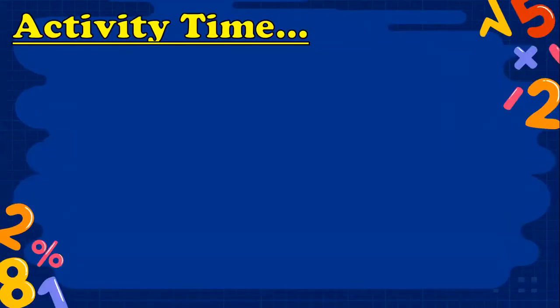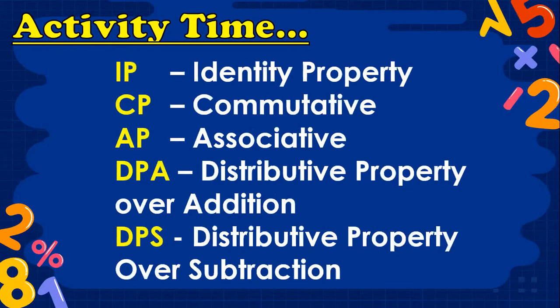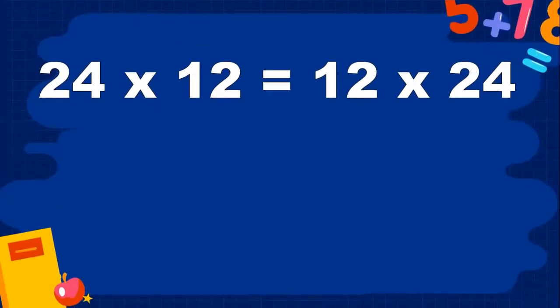Let's proceed to our activity. We're going to write IP if that is identity property, CP for commutative, AP for associative, DPA for the distributive property over addition, and DPS if distributive property over subtraction. 24 times 12 is equal to 12 times 24. What property is this? This is CP or commutative property of multiplication.